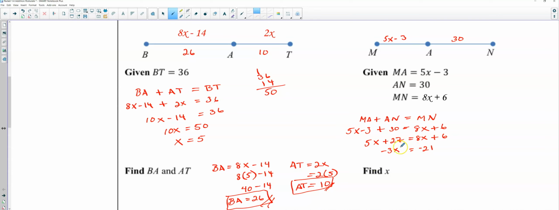So that's negative 21. Now I just need to divide by negative and negative and negative. I could cancel this out because they're both negative. So now they're both positive. So 21 divided by 3, that's 7. So x equals 7. Now that I have x, find x. That's the question. So x is 7.